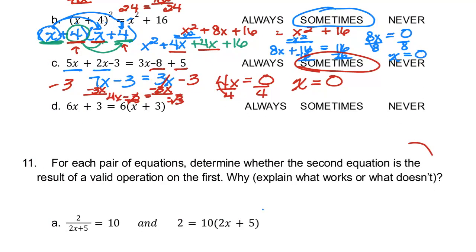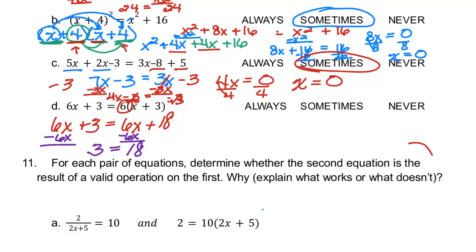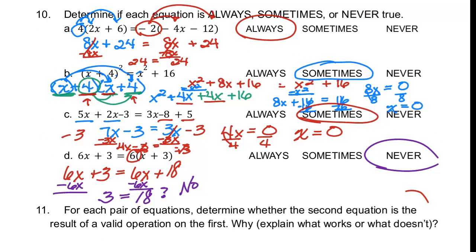And the last one. We have 6x plus 3, and over on the right, you have 6 times x plus 3. So when you distribute, you get 6x plus 18. And what is that going to be? You subtract your 6x's, right? You're left with 3 equals 18. Is it ever going to be where 3 equals 18? No. So that's going to be a never.